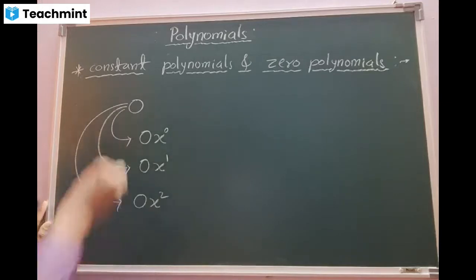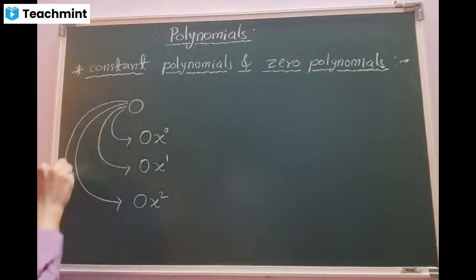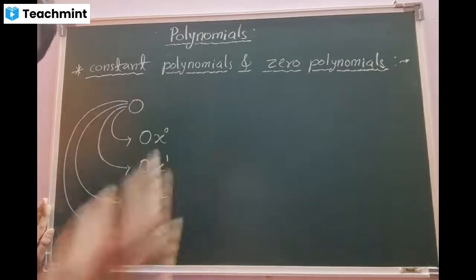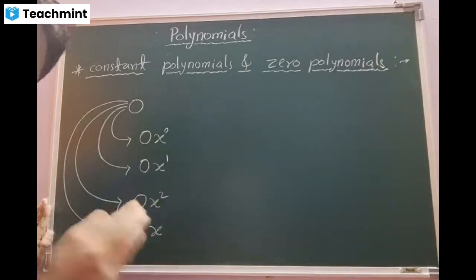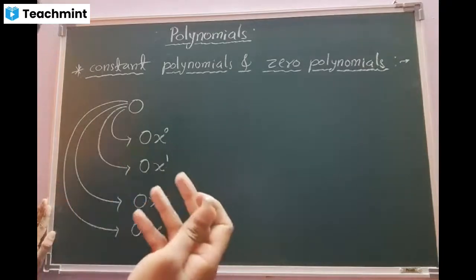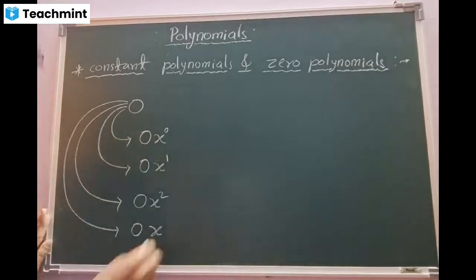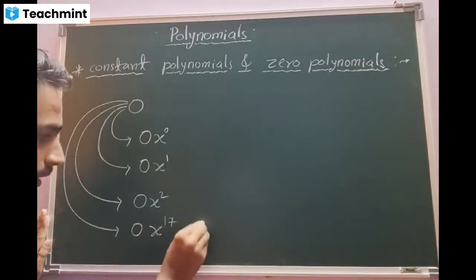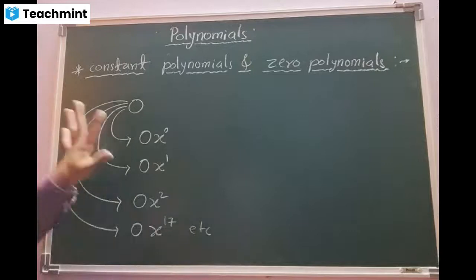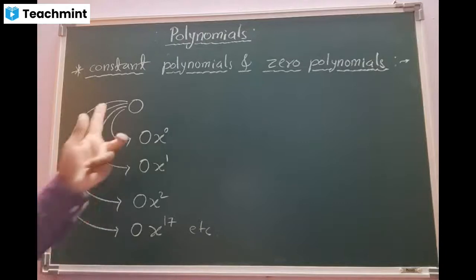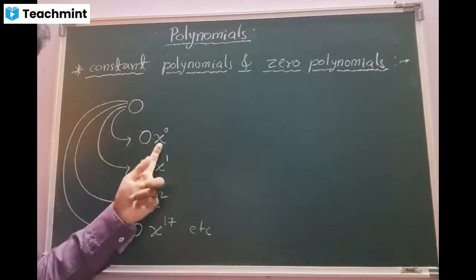It can also be written as 0 into x to the power of any number, beta. It may be 5, it may be 8, it may be 100, 200, 500, whatever. I'll take 17, etc. Are you understanding better what I'm trying to say?